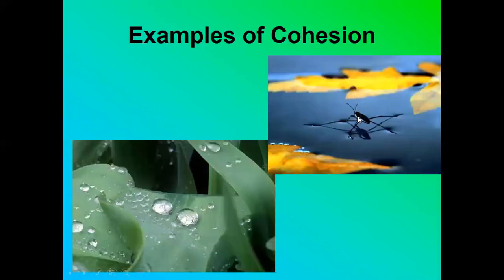So here's an example of that. Look at this little guy. Look at his feet. He's literally standing on these hydrogen bonds that are formed between water molecules. Look over here. Look at how this water is lumped up on this leaf. It means that the water likes itself more than the leaf and more than the air surrounding it.